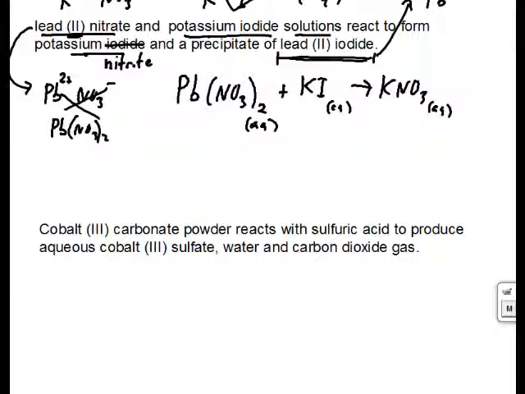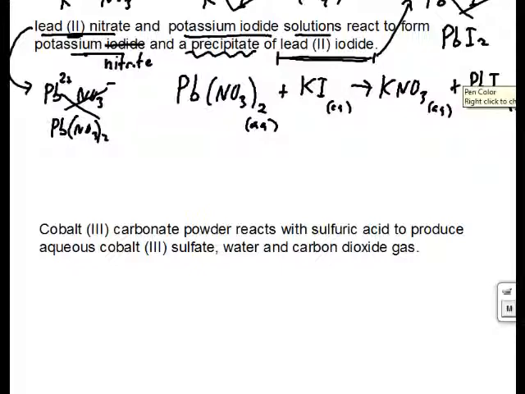Pb is 2 plus, iodine is 1 minus. Cross them over, we get PbI2. And they told us this was a precipitate, and that means it's a solid, a little solid's formed. So that's the first stage. It's actually probably the most important stage, getting the actual formulas of all your species correct. Because now you've got the formulas correct, you can go ahead and balance.